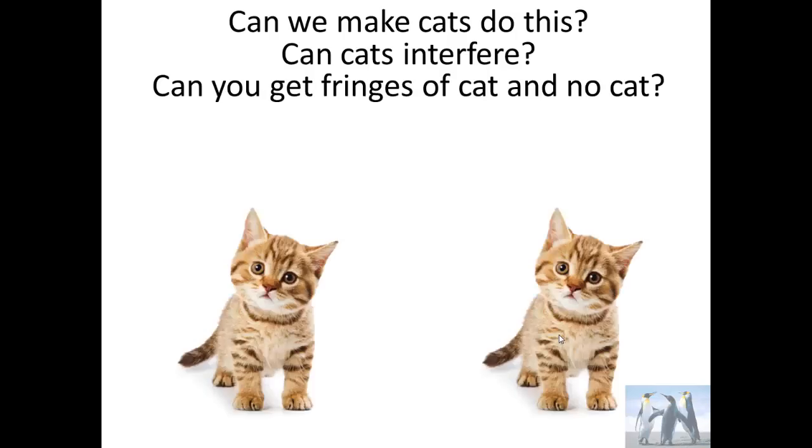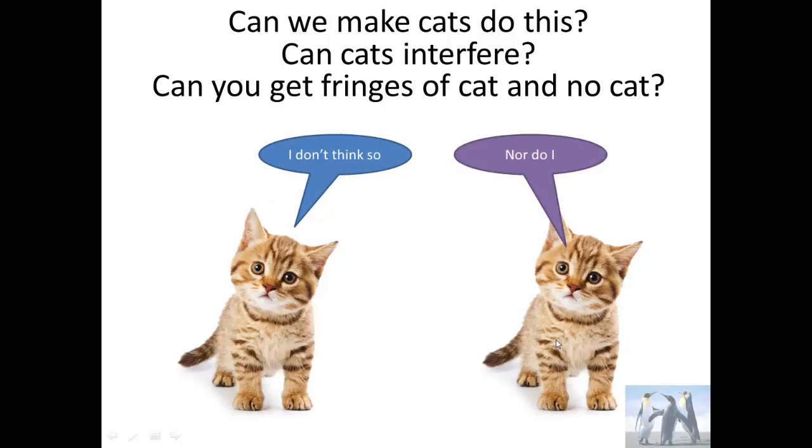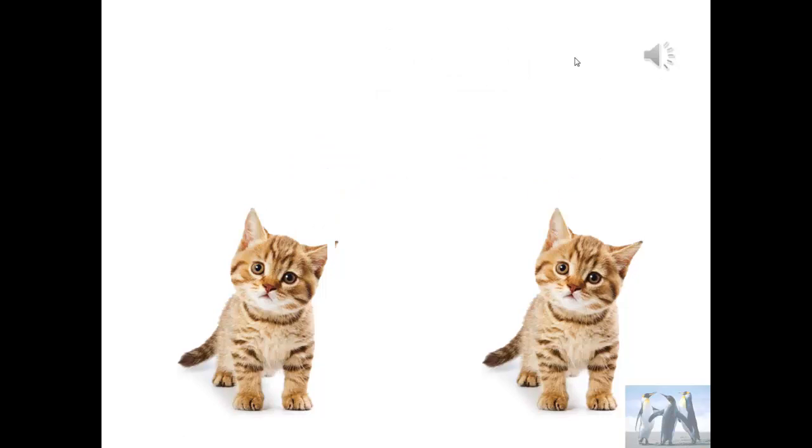Now, as an afterthought, I have a question for you. Can we make cats do this? Can cats interfere? Can you get fringes of cat and no cat? Here's cat 1 and here's cat 2. Can we get them to interfere? He thinks not. And nor does he. Can cats interfere with themselves? Now, can this cat interfere with this cat? I wonder.